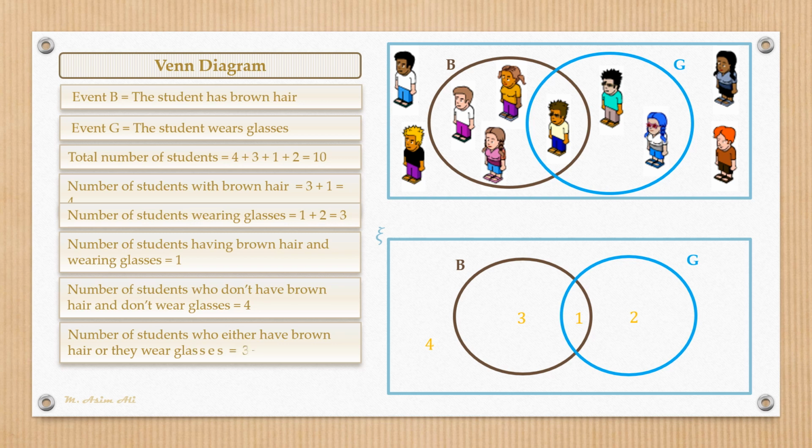And if we want to count the students who have either brown hair or glasses, that means they have any one characteristic. Either they have brown hair or they are wearing glasses. Only one characteristic is good. So we will count all the students who have brown hair, who are wearing glasses, and who have both brown hair and glasses. So 3 plus 1 plus 2 is equal to 6. These 6 students have either brown hair or they are wearing glasses.